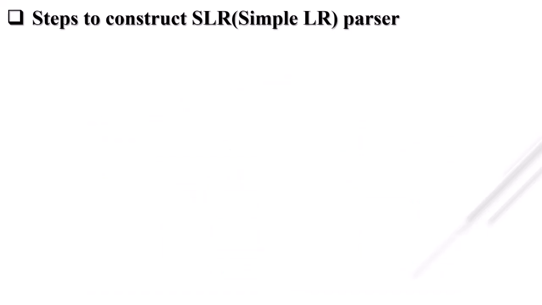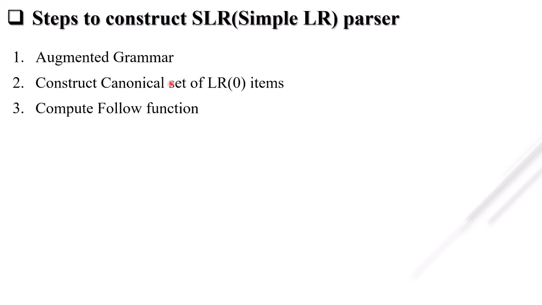In SLR, this S means simple, this L means scanning of input from left to right, and this R means rightmost derivation in reverse. Let's see the steps to construct or compute the SLR parser. The first one is to produce an augmented grammar. Second, to construct the canonical set or canonical collection of LR0 items. Then we have to compute the follow function.